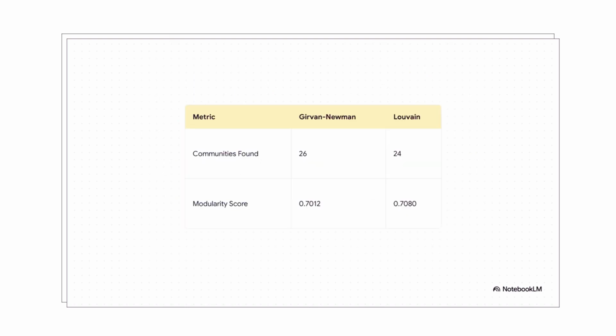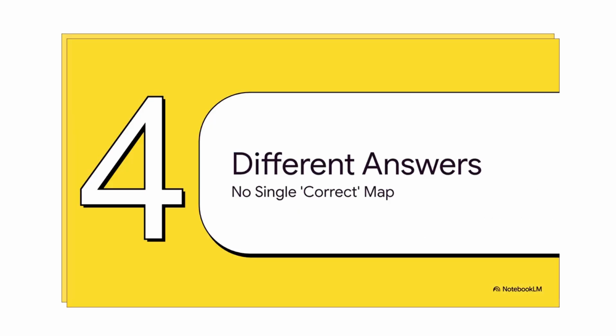So let's look at the final tally. Girvan-Newman found 26 communities with a score of 0.7012. Louvain found 24 communities with a slightly better score of 0.7080, but the crucial point here is that they disagree, and not just on the number of groups, but on who actually belongs in them. So who do we believe? Which detective is right? Well, this leads us to probably the most important insight of this whole thing. Maybe there isn't one single correct map.